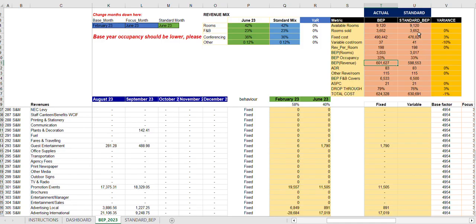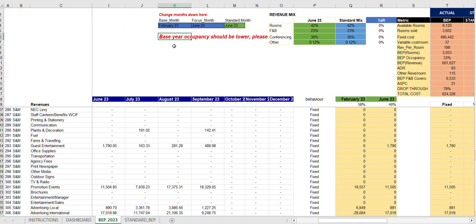And these are the standard for the standard month, what is expected. And here, look at this red notification that pops up. This one is trying to alert you that your base month has got lower occupancy, which means it has violated the rule. The rule is that the base month should have a lower occupancy. So, meaning to say, you have to find another month to use as a basis.